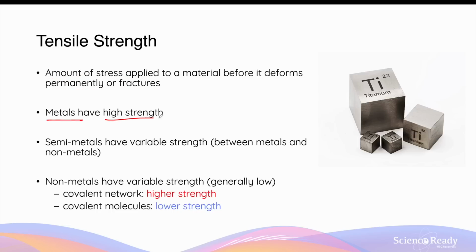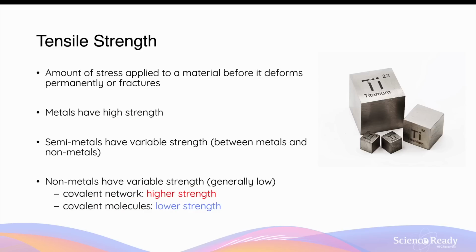Metals tend to have higher strengths compared to other types of elements. Semimetals have variable strengths, again intermediate between metals and non-metals, and non-metals have variable strengths. But generally speaking, they have the lowest strength out of all three types of elements. But if you're comparing between the two, covalent network nonmetals have higher strengths compared to covalent molecules.